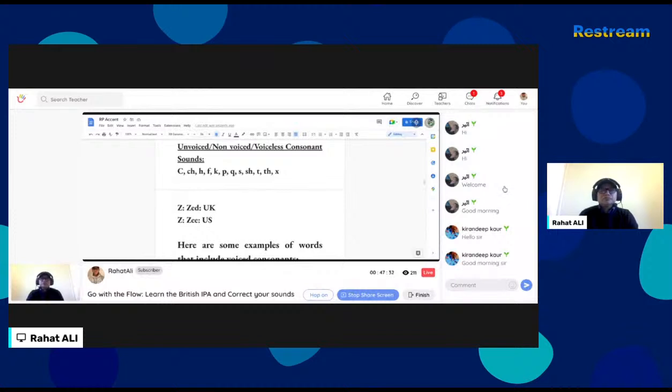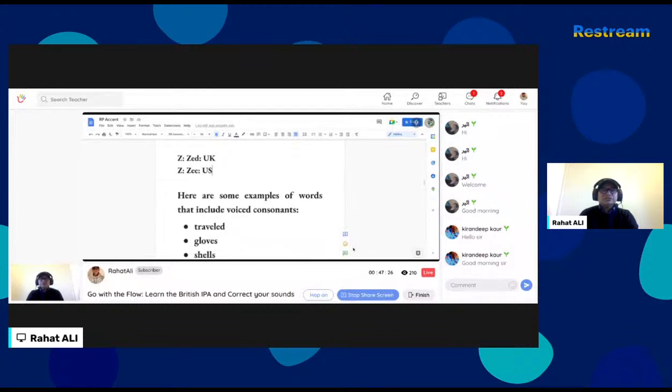Okay. So here are some examples of words that include voiced consonants, like traveled, gloves. Though I have heard some people say globes, but that's not the fact. It's globs. The V sound is there.